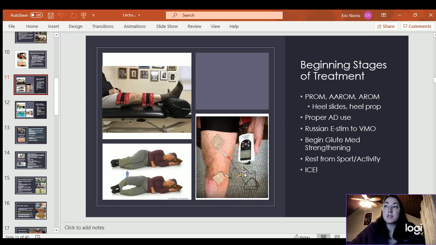And there's typically an electrode placement for that. And of course, they're going to be resting from their activity. A lot of athletes, it's hard to make them do that, but if they've had any type of surgery, the surgeon has already voiced that need, but you'll certainly have to educate on that. And then ice, decreasing the inflammation. Again, swelling in the knee, just like anywhere else, can block movement and cause more pain. So icing the area, especially at the end of treatment, is key.